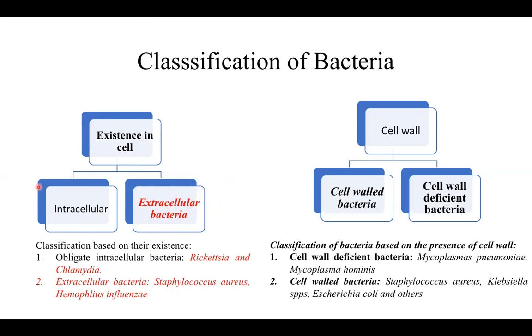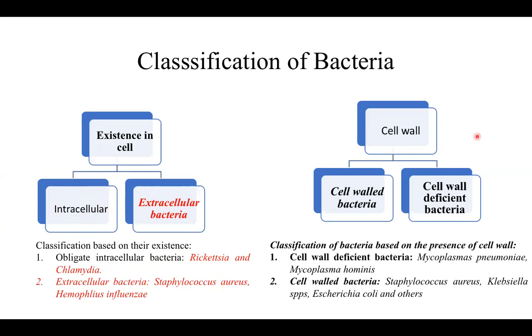Those bacteria which grow inside living cells, such as Rickettsia or Chlamydia, require living cells to grow. Such bacteria are known as intracellular bacteria. Examples of obligate intracellular bacteria are Rickettsia and Chlamydia.